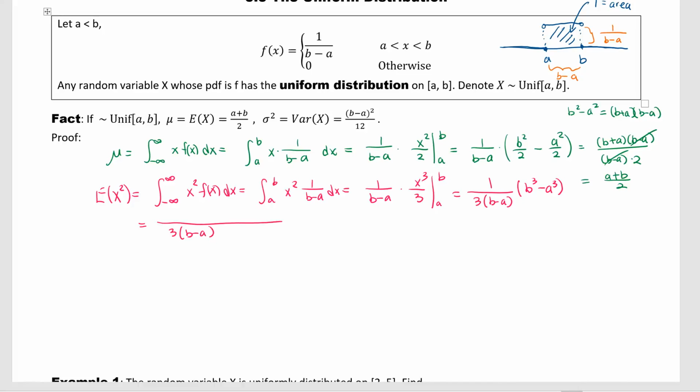So b cubed minus a cubed is actually b minus a times b squared plus ab plus a squared. This is how we factor it. You can see b minus a cancel, so we have a squared plus ab plus b squared. I like to reorder because usually we put the a first and then the b. Alright, so that is the second moment.